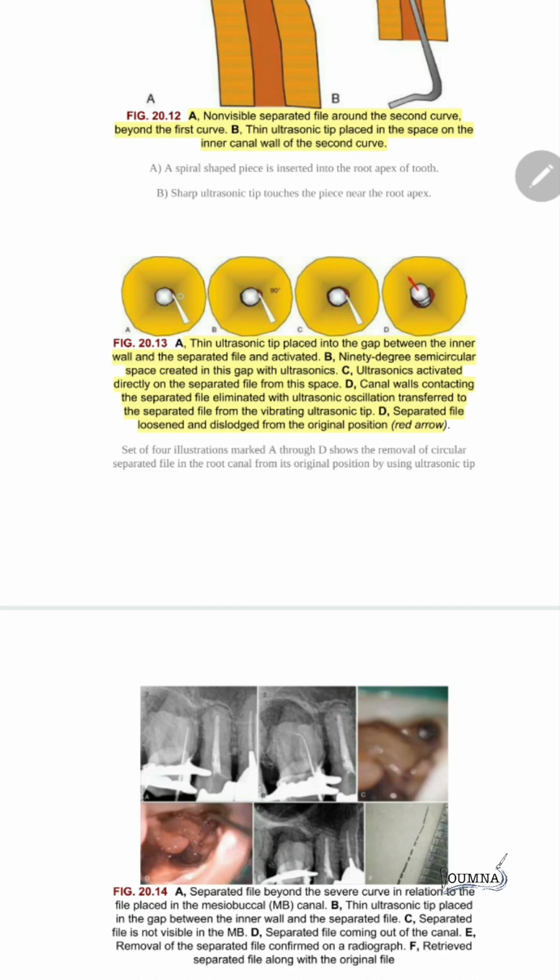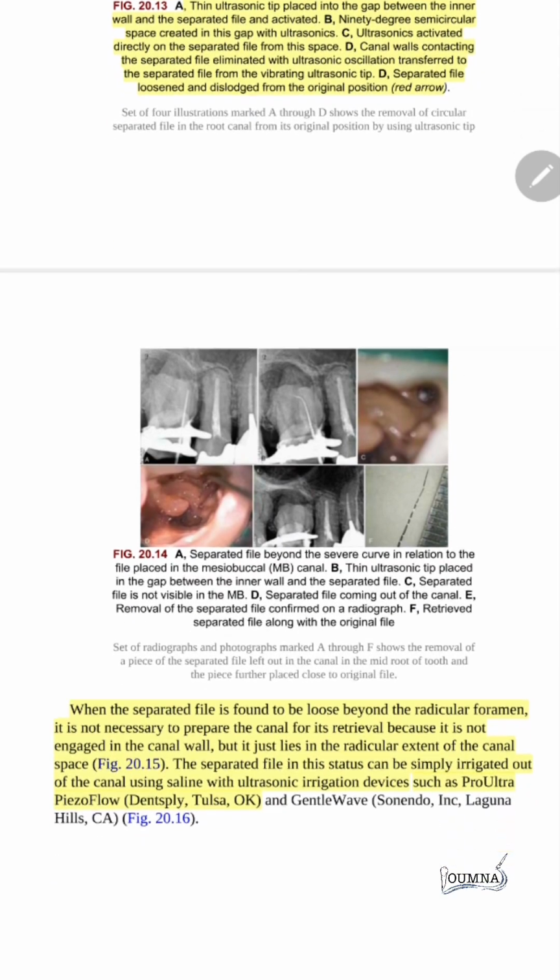Here we do the preparation first, getting a narrow and sharp ultrasonic tip until we feel the stickiness. Then we do the activation to create a 90 degree gap. So we go in, and we complete the loosening around it until it is retrieved.